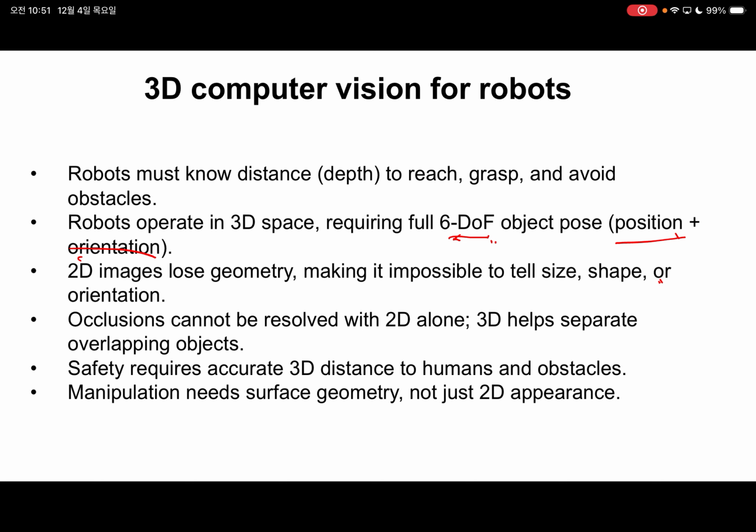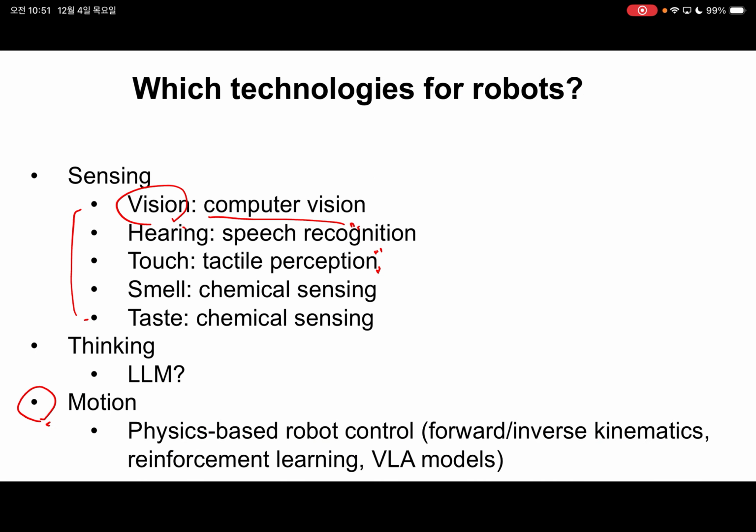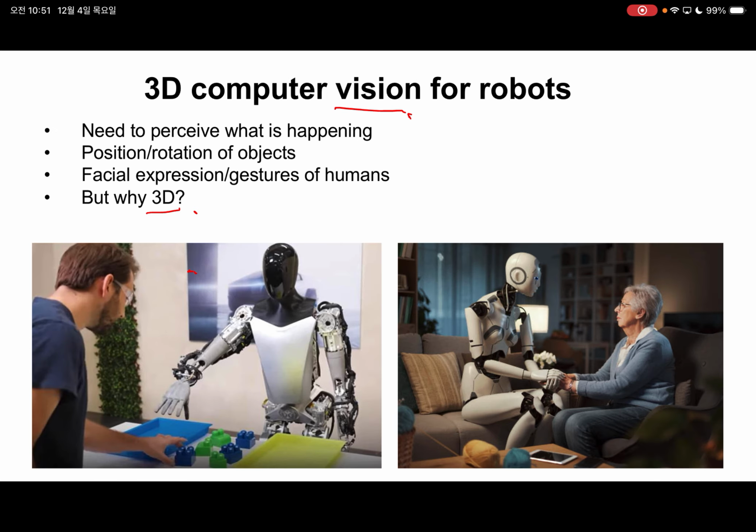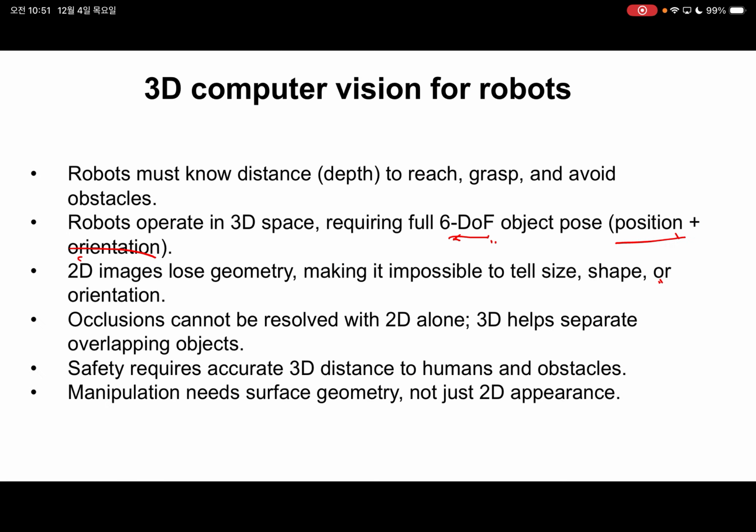Especially in motion and physics-based control, all the things are in 3D. Forward and inverse kinematics, 3D rotation, and reinforcement learning, which tries to get rewards in 3D space. The model has joint angles, they are joints, right? And the robot needs to apply torque or force to the joints. And these forces and torques are in 3D space. So we need to fully understand the 3D stuff for robots.